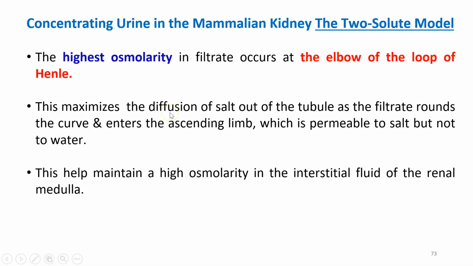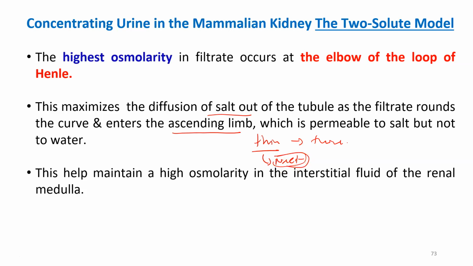This maximizes the diffusion of salt out of the tubule as the filtrate rounds the curve and enters the ascending limb, which is permeable to salt but not to water. So bila filtrate tu dah masuk dekat ascending, dekat bahagian thin segment, dia akan jumpa thin dulu baru thick. Okay, so sodium chloride will diffuse out, but the process is passive, through facilitated diffusion, because in order for sodium chloride to move out of the filtrate into the interstitial fluid, it has to use a protein channel. Okay, transport protein, alright.